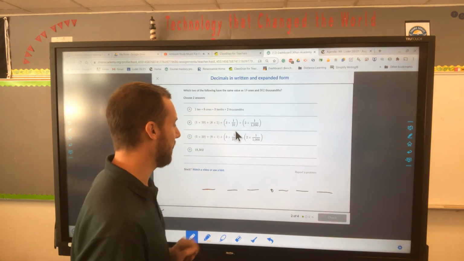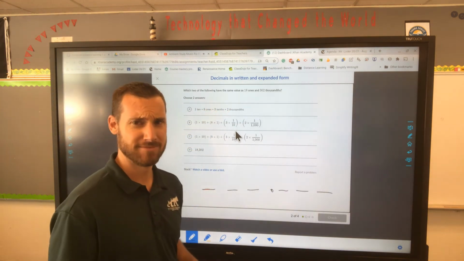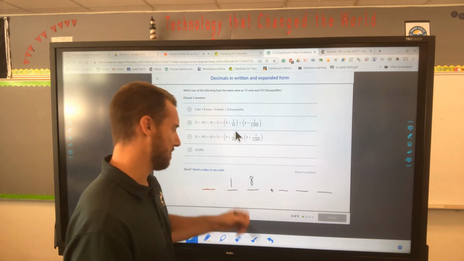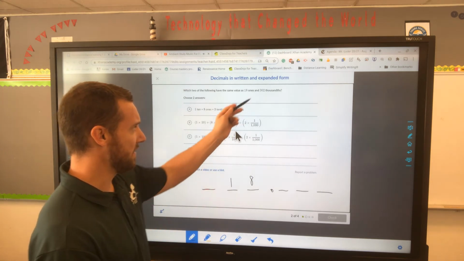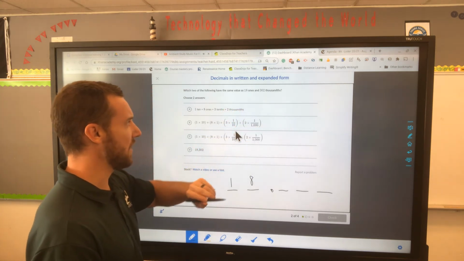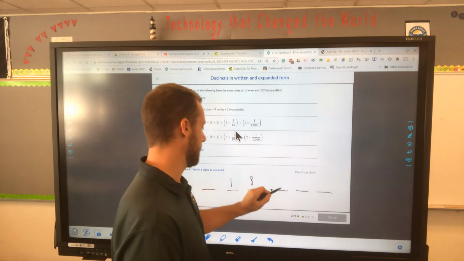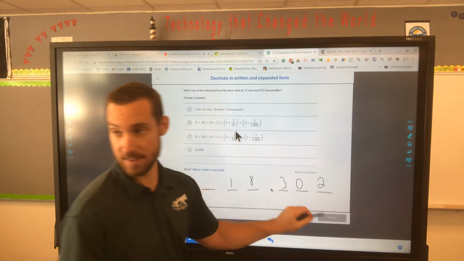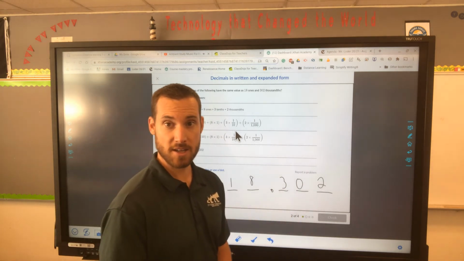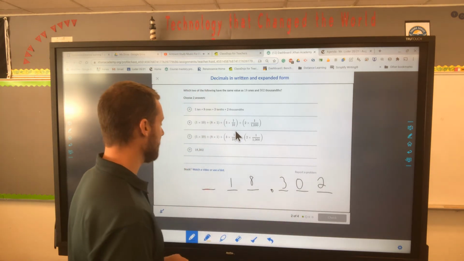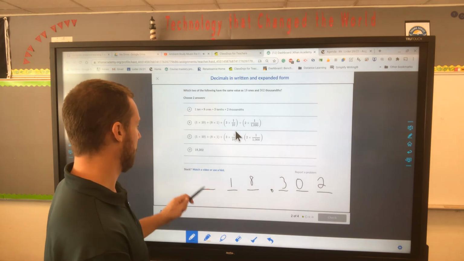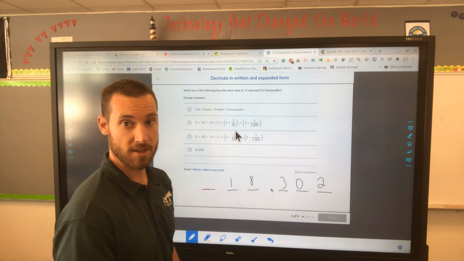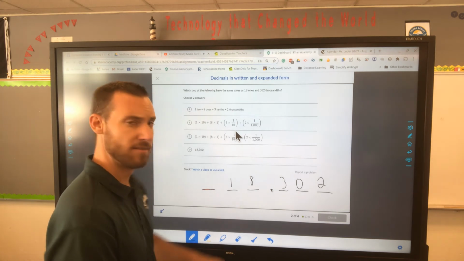It says 18 ones. That's weird. Well, that would be just 18, right? 18 ones is 18. Okay, and then 302 thousandths. We're ending in the thousandths place, so 302 thousandths. Okay, so we're looking for which two of these is showing this. All right, let's see what we can find.